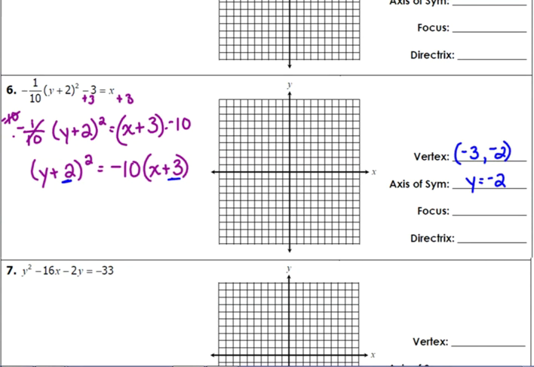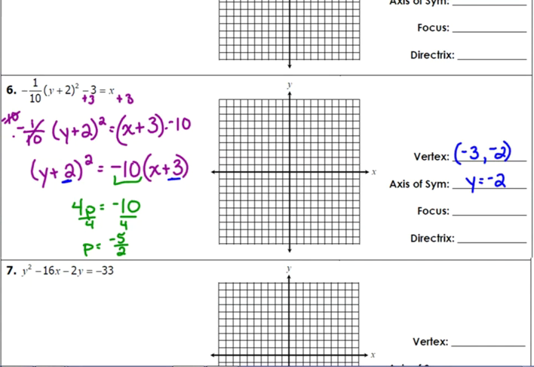To figure out our focus and our directrix, we need to know what p is. So this number, the constant, is equal to 4p, is what our standard form equation says. So when we divide by 4, we reduce that, it's -5/2. So our focus is that many units away from our vertex.